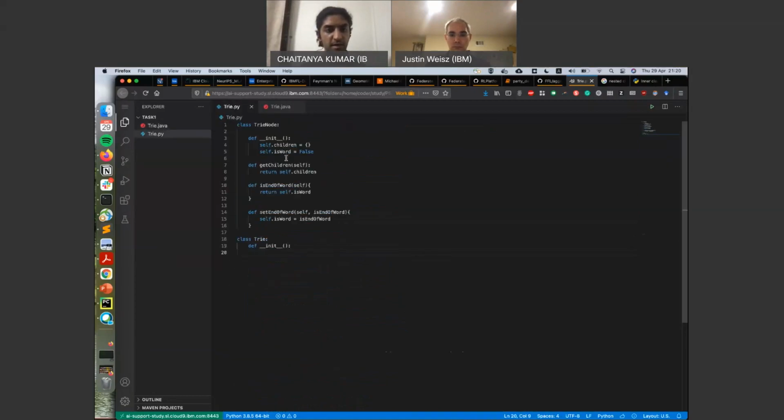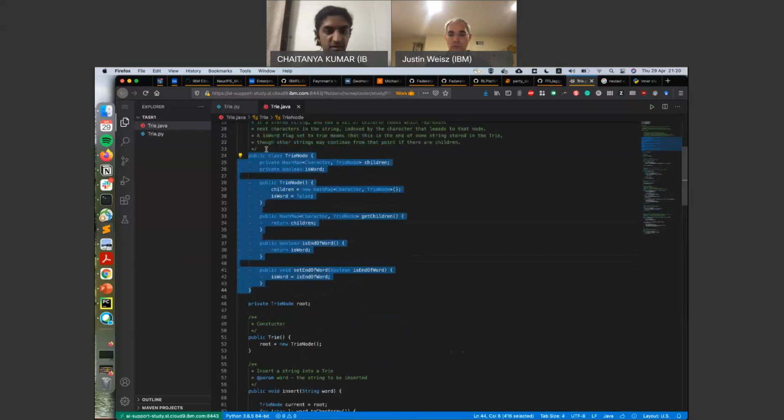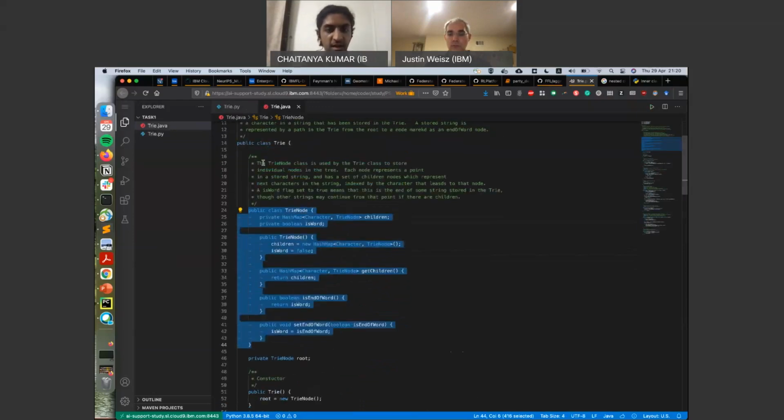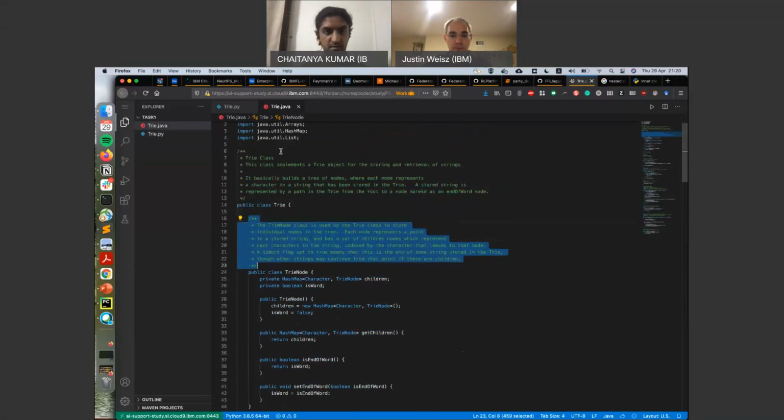So now I have the inner class that was in Java implemented, or at least translated. Quickly adding the documentation for it. Is documentation part of the translation, as in the task? Yeah, we consider documentation to be part of a complete translation. Okay.